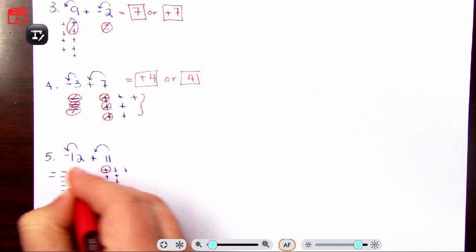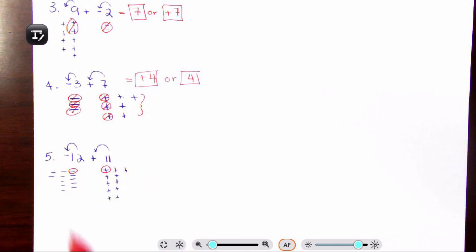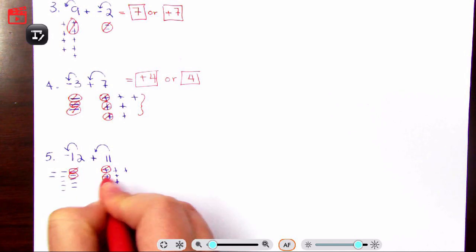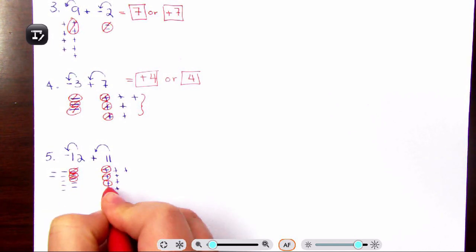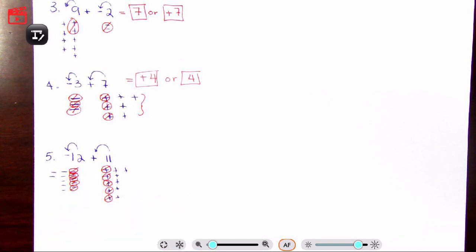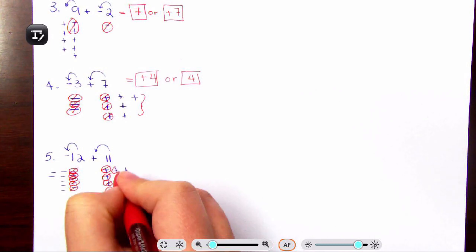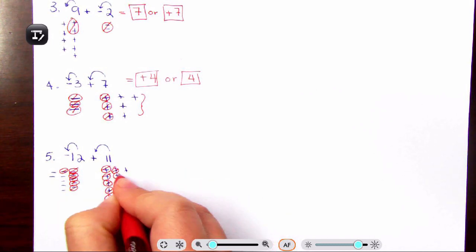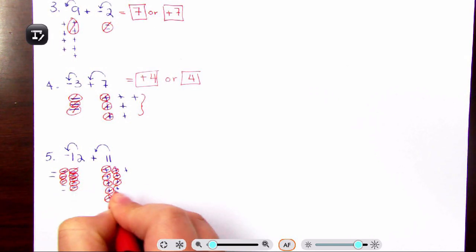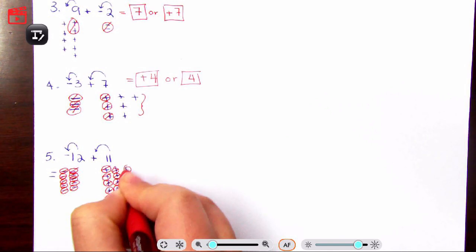Again, 1 positive and 1 negative make a zero pair. That equals 0. You just keep doing that until you run out. Remember, a zero pair is 1 negative and 1 positive combined. So you can't just circle all the positives and then move on. You have to do it at the same time.